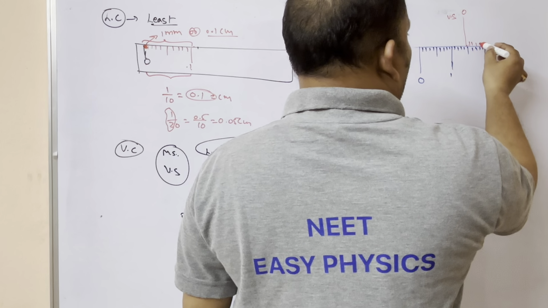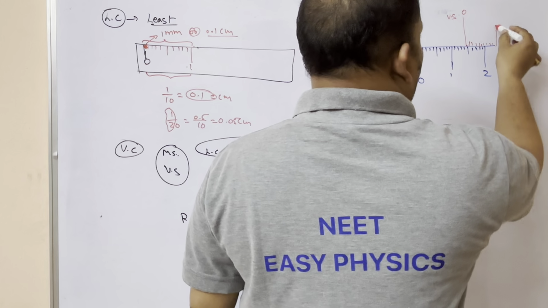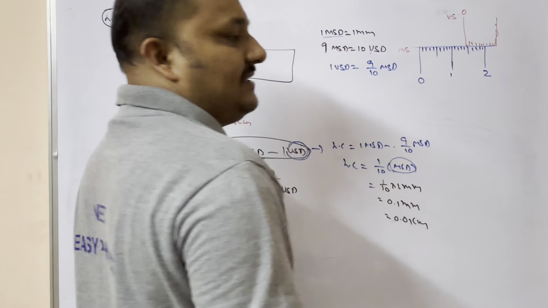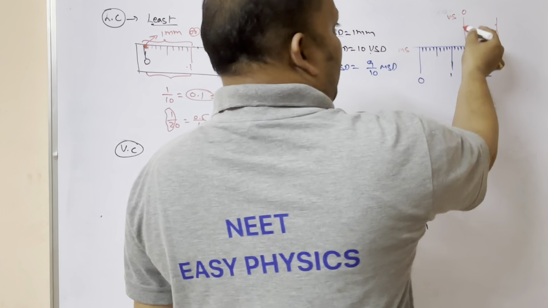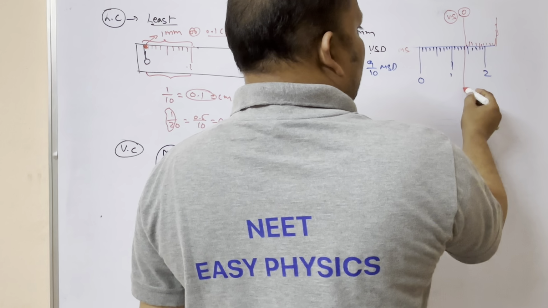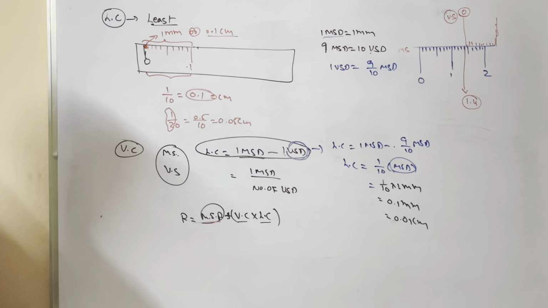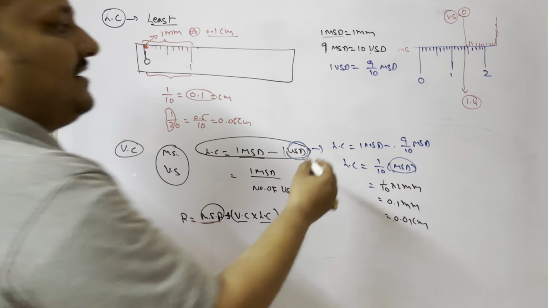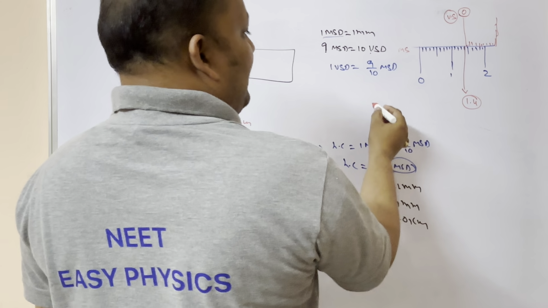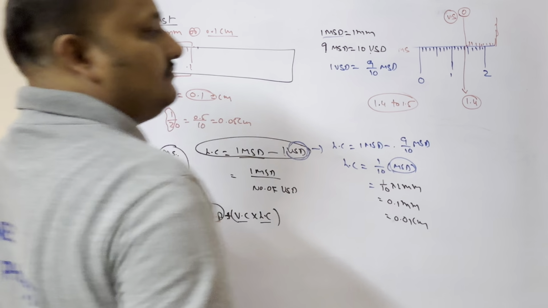1, 2, 3, 4, 5, 6, 7, 8, 9, 10. Like this it will be there. Now, 0 on the Vernier scale is crossing how much value? It is crossing 1.4, so that is going to be the MSR. Otherwise, they will give: 0 on the Vernier scale is in between 1.4 and 1.5.